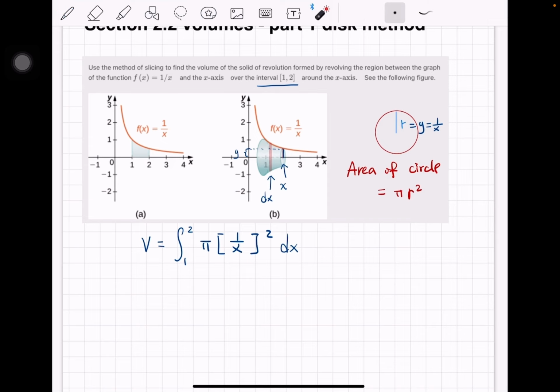You can also think about the dx and the integral symbol coming together. And then you just have infinitely many areas and you're summing up all those areas from x equal to 1 to 2. Either way is fine. You can think about dx as the thickness of the slice. You can also think about the dx as coming in pairs with the integral sign. Now this is the setup.